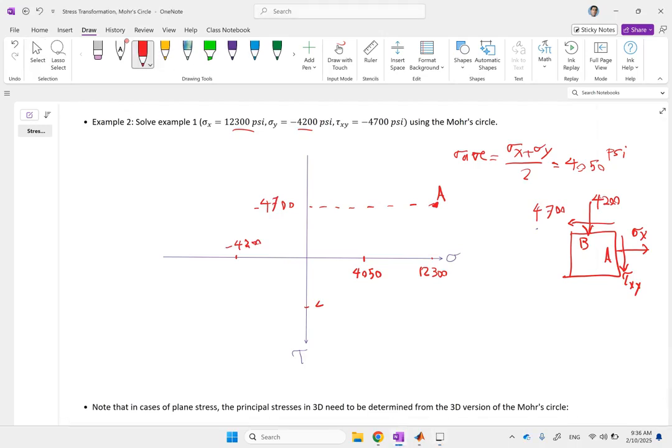And then I made a mistake on this one. This is 4,700. This guy was 4,700, this one here, not 4,200. And negative of that, or positive of that, because this is the positive axis, for positive 4,700, this is going to be for B. So B is going to be right there.